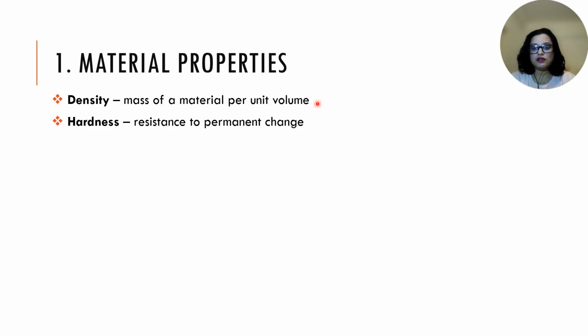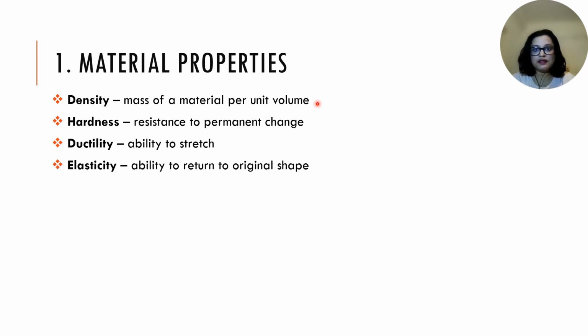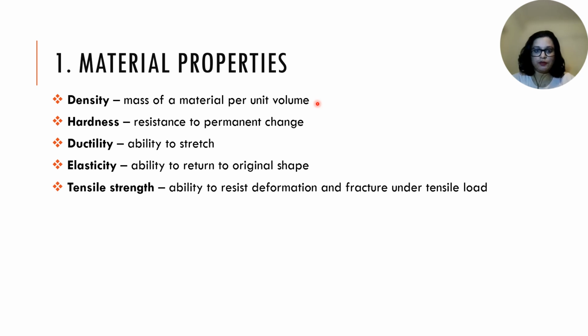Hardness is the resistance to a permanent change in the shape of the material. Ductility is the ability to stretch under an applied tensile load. Elasticity is the ability of the material to return to its original shape. Tensile strength is the ability to resist deformation and fracture under a tensile load.